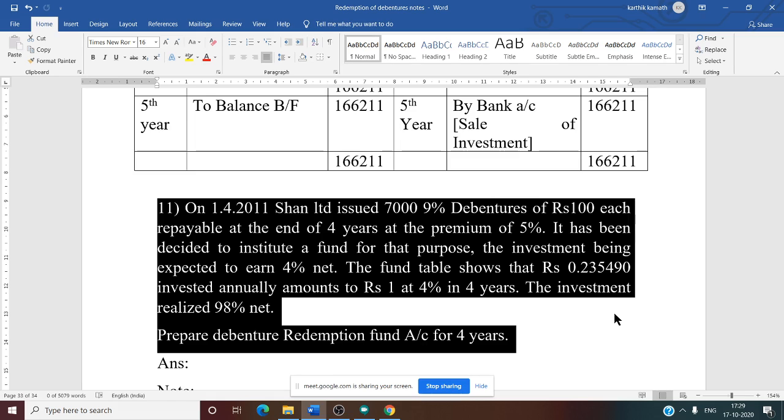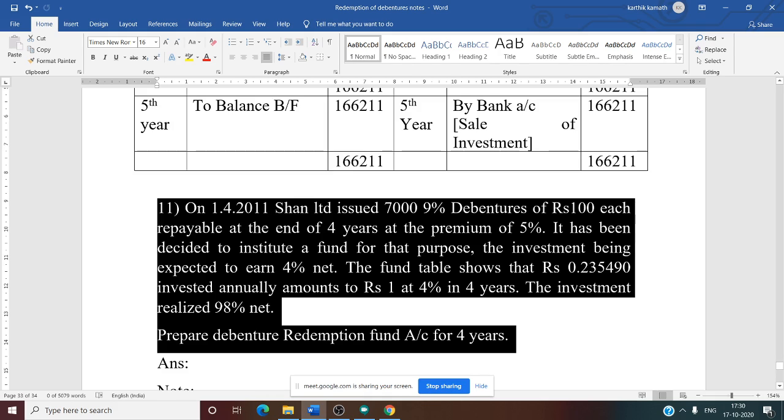What is the loss amount? How to calculate the loss amount? Total par value plus premium amount minus the par value, that is 7 lakh plus 7 lakh into 5% minus 7 lakh. You will get the loss on issue of debenture. It has been decided to institute a fund for that purpose. The investment is expected to earn 4% net, that is, the rate of interest is given as 4%.